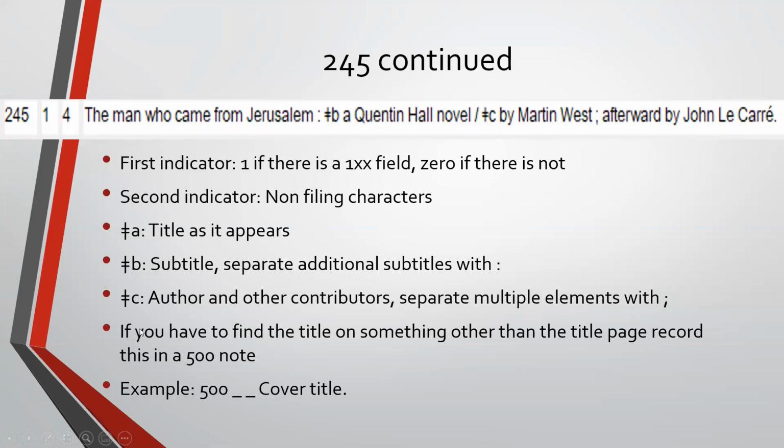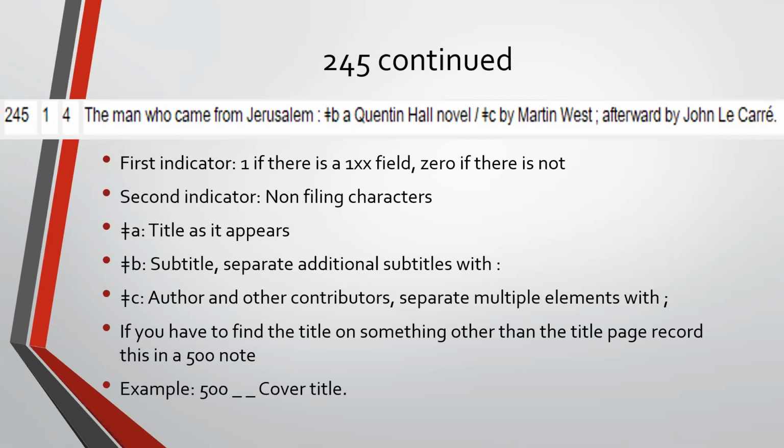If you have to find the title from somewhere other than a title page, you'll want to enter a 500 field with no indicators and specify where you got the title from. This may show up a lot more in, say, self-published books where someone hasn't necessarily created a title page. But again, you want to remember to transcribe the title as it appears on the title page.